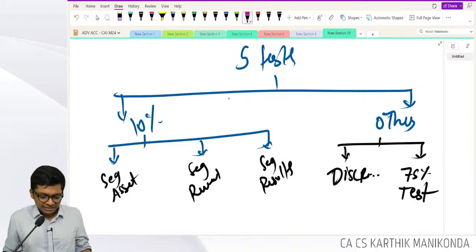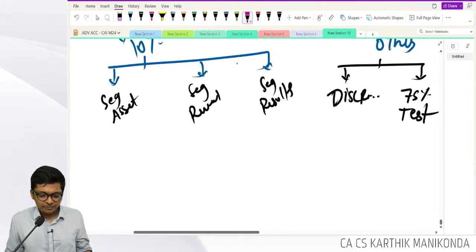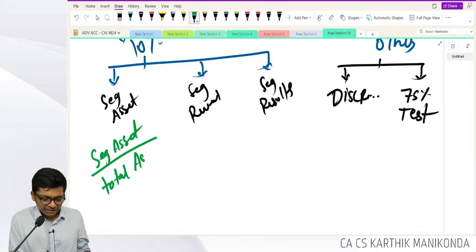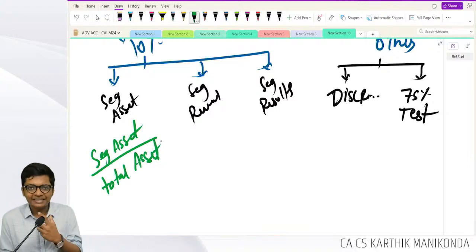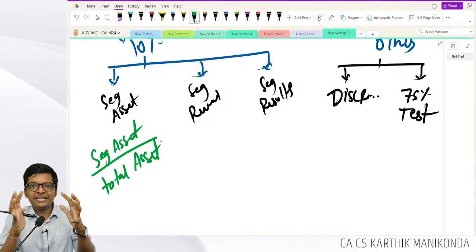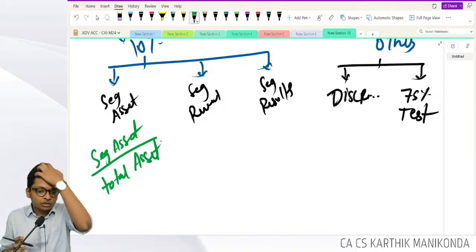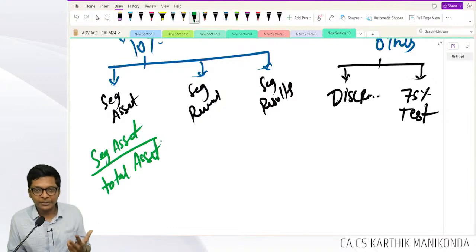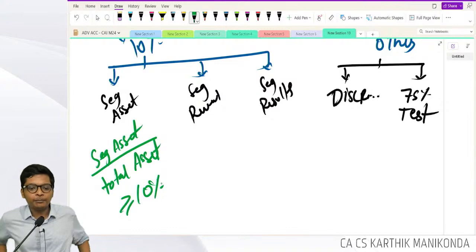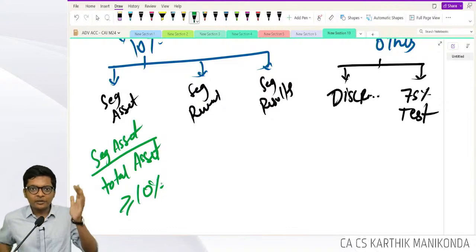Okay. Segment asset test is very simple, guys. Like you can guess, segment asset divided by total asset of the company. If I take ITC, stationery segment, total assets of stationery divided by total assets of the company, is it at least 10%? That's why it's called 10% test. Then that segment will be reported.